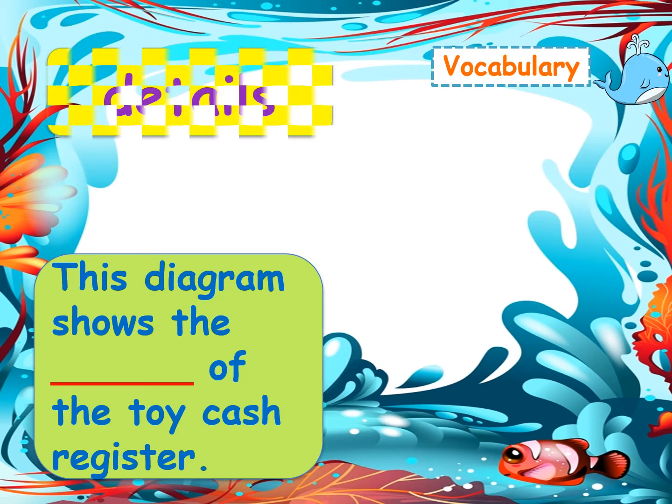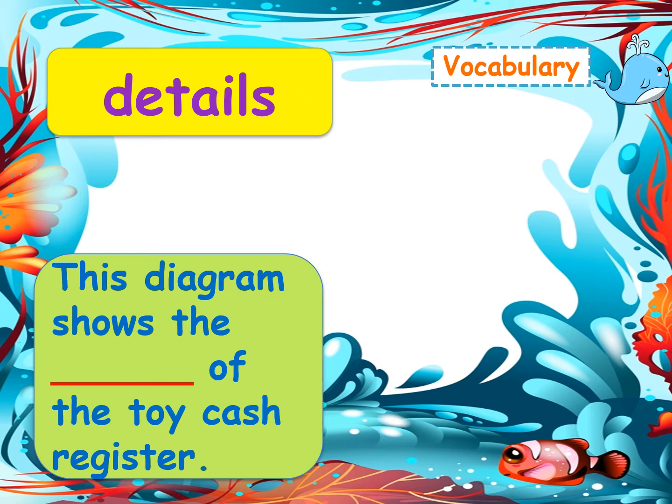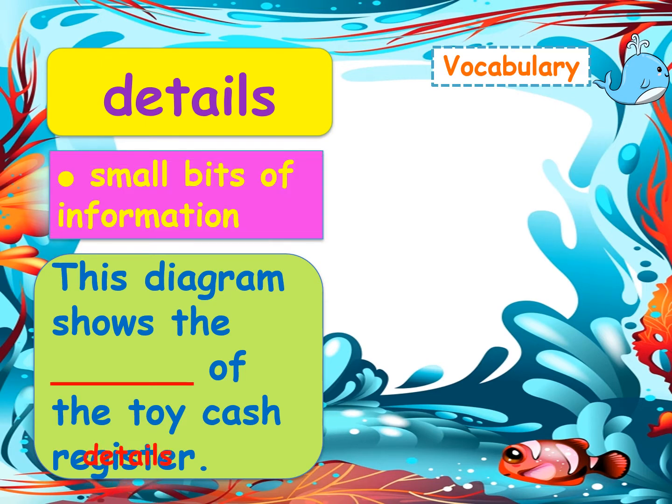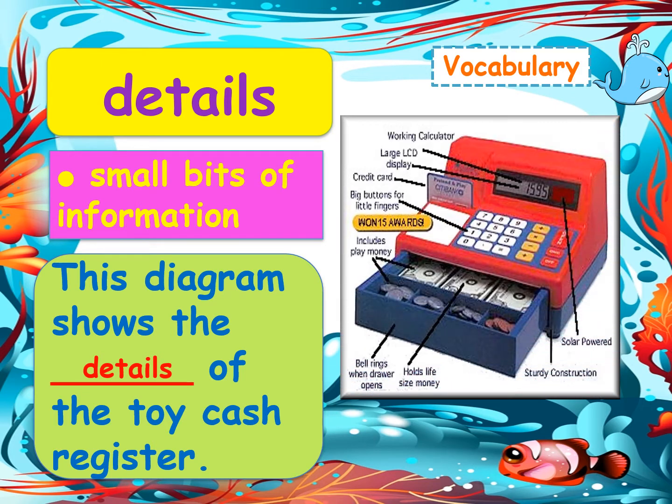Vocabulary word. We have details. Please repeat after me. Details. Very good. Now, what is the meaning of this word? When we say details, it means small bits of information or additional information from the word that you're defining or giving meaning. For example, this diagram shows the details of the toy cash register.